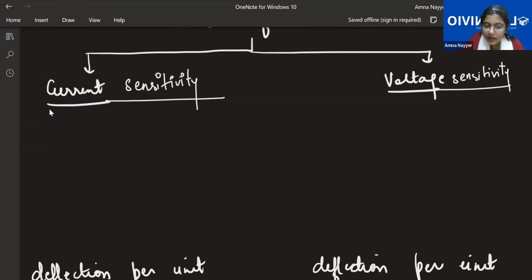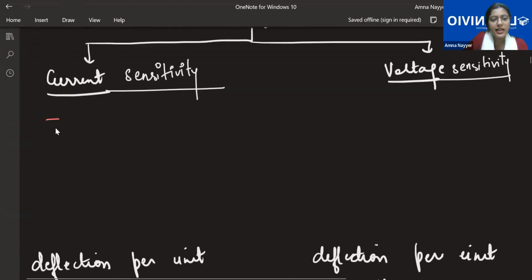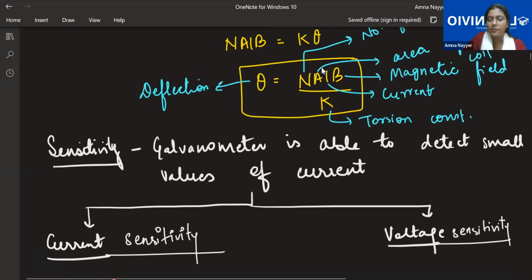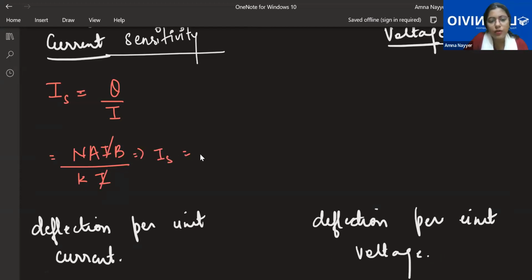What is the current sensitivity? Current sensitivity is basically deflection per unit current. Means if I say current sensitivity, it is the deflection theta divided by the current. Now, what was the formula of theta? Look, NIAB by K. So I'll put NIAB by K, and in the denominator, we'll have current I. Current gets cancelled. Is equal to NAB divided by K.